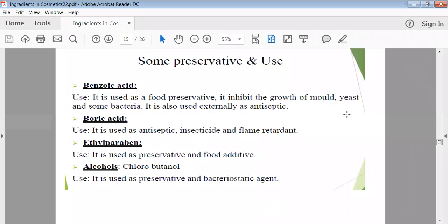Then boric acid is used as an antiseptic, for insecticides, as well as a flame retardant. Then ethyl paraben is used as a preservative for preparations as well, and it is also used for food products.